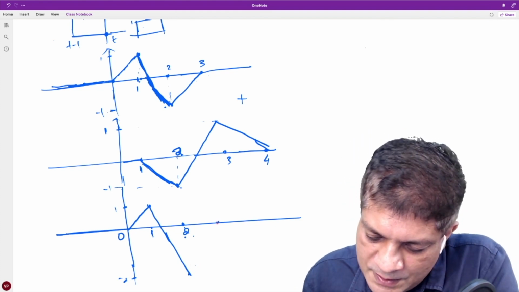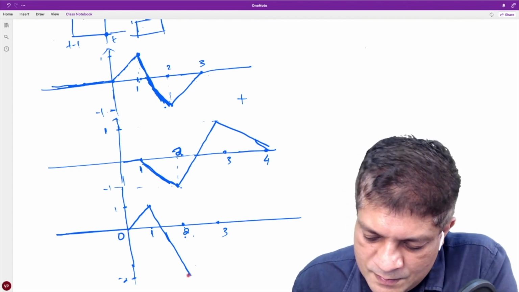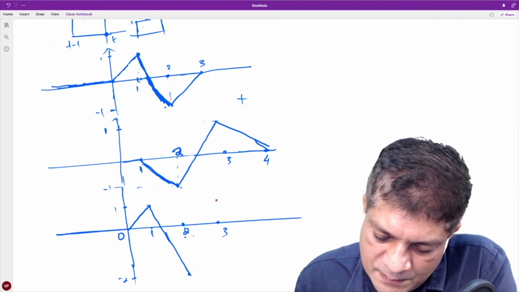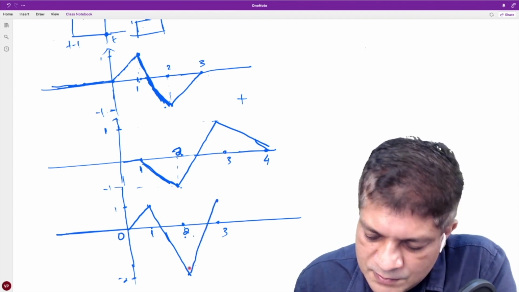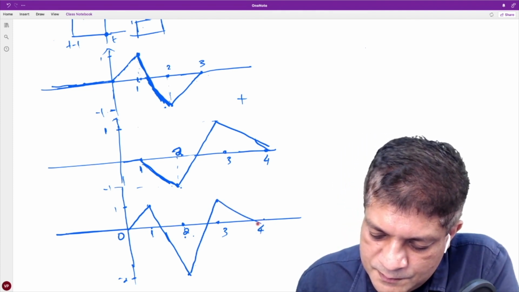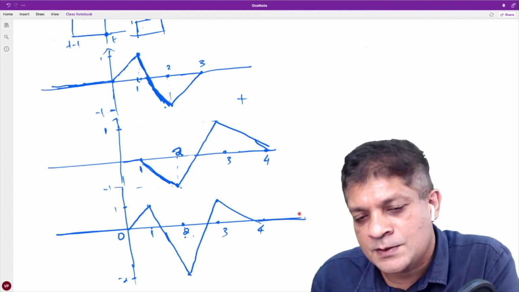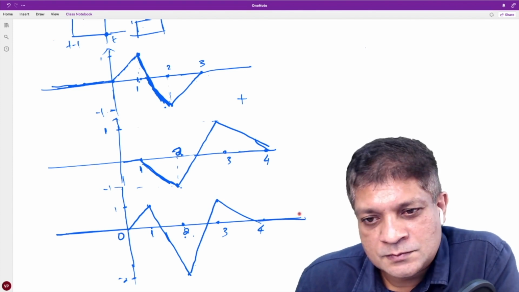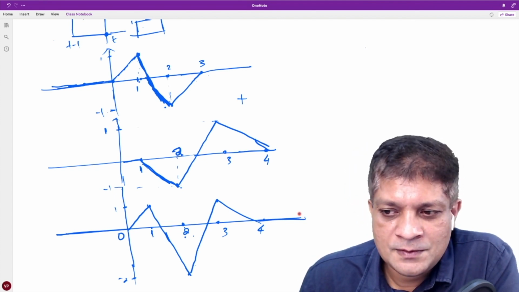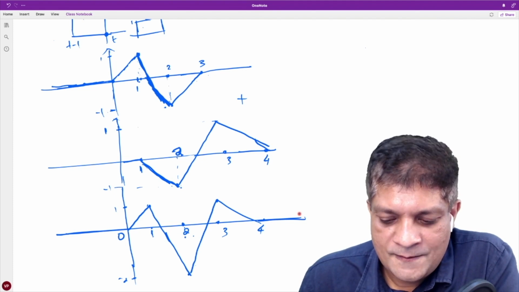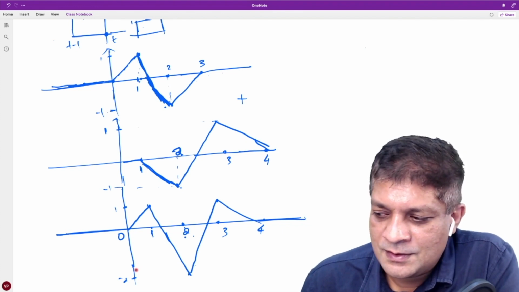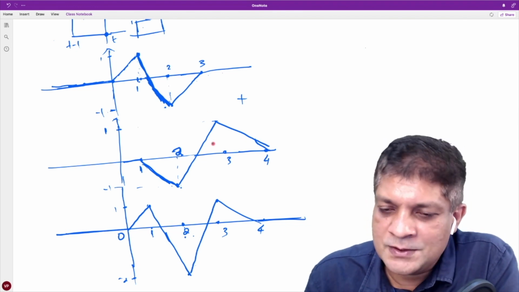Now what happens at 3? What is the value of the sum of these two at 3? Is it 1? So again linear. Then 4. Is it that? Is it the convolution? Is this the sum of these two signals? Yes, this is the sum of these two signals.